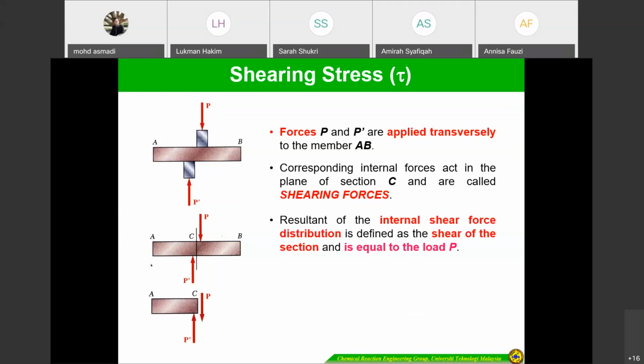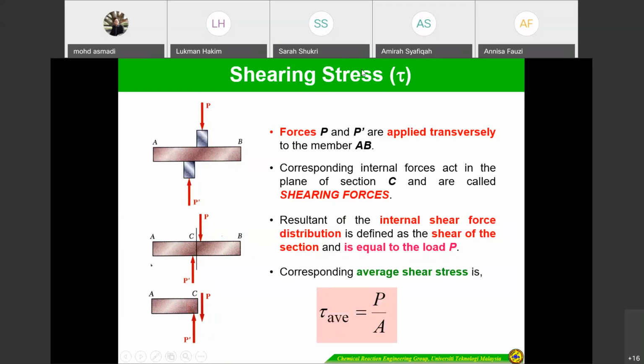Then the resultant of the internal shear force distribution is defined as the shear of the section. If you look here, there's an internal force acting here, which is equal to the load P. The corresponding average shear stress is tau average equal to P divided by A.